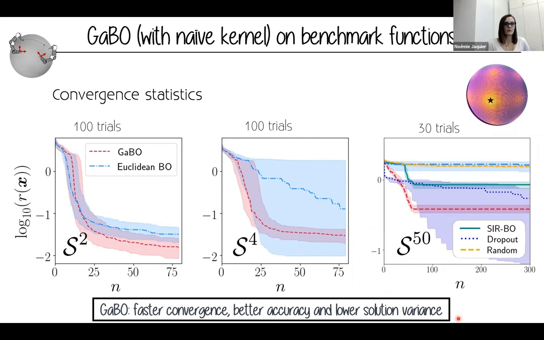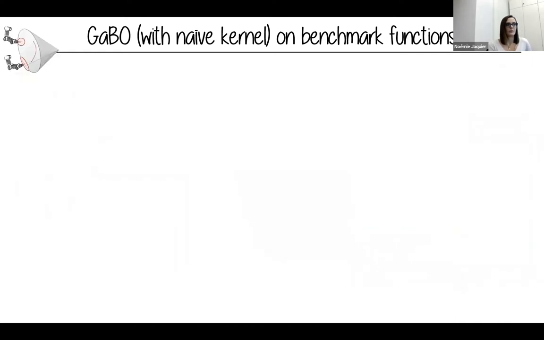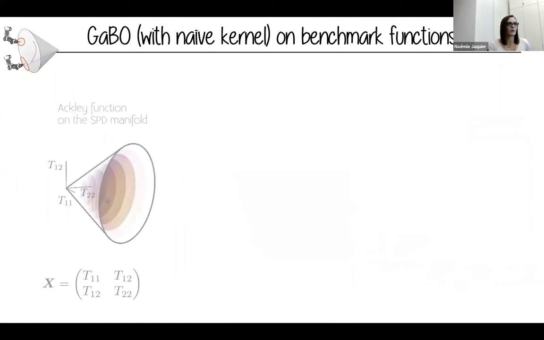So in conclusion, by using the geometry, we obtain faster convergence, better accuracy, and lower solution variance. We studied again this GaBO with this naive kernel on some other benchmark functions. Here, for the Ackley function on the symmetric positive definite manifold, you have the function represented inside the manifold.